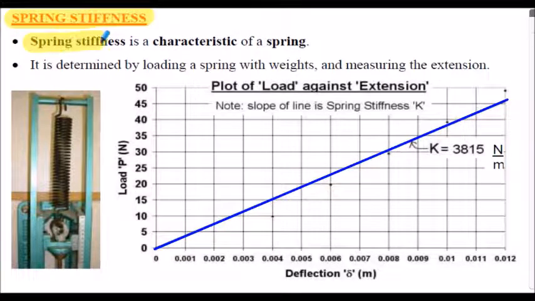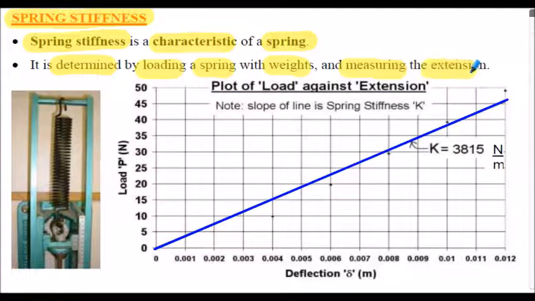Firstly, spring stiffness is a characteristic of a spring. As mentioned already, when designing with springs, we not only need to know their initial diameters and their initial length, but also the stiffness of the spring. Within a laboratory experiment, for example, spring stiffness is determined by loading the spring with weights and then measuring the resulting extension that occurs.